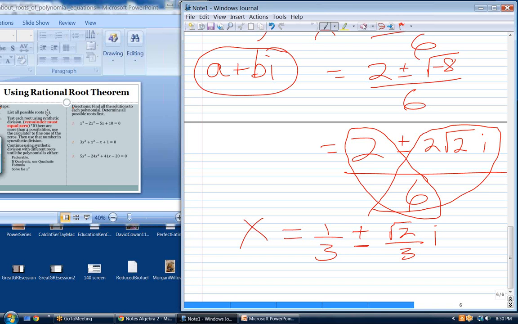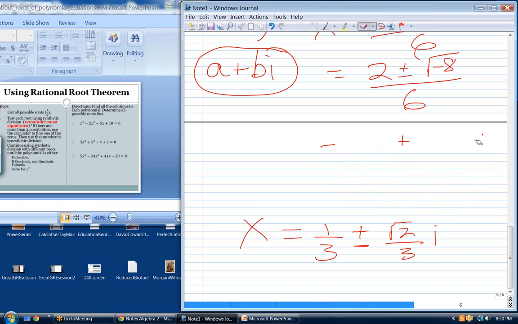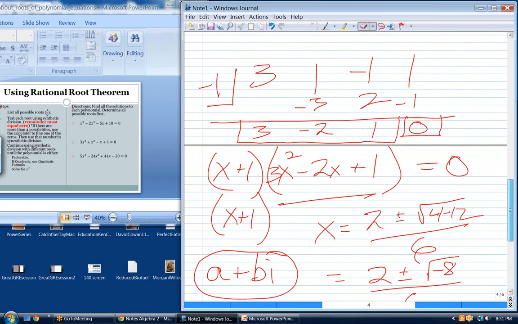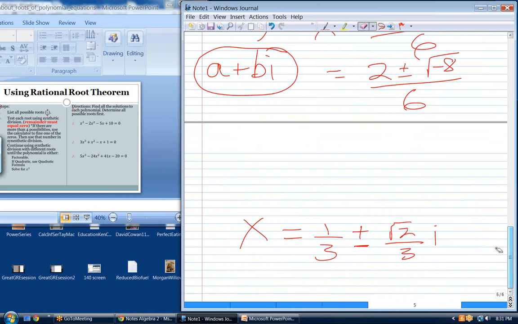In other words, now we have it in the precise exact format. A plus bi. A is 1/3, b is root 2 over 3. Okay. And those are our three solutions. Our first one was x equals minus 1. There's our three solutions. Isn't that fun?